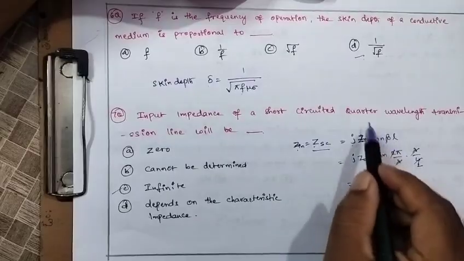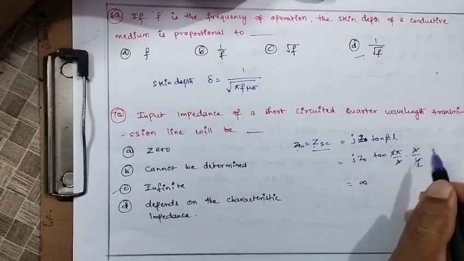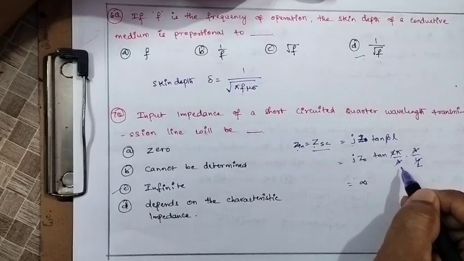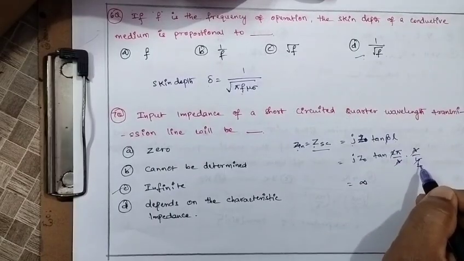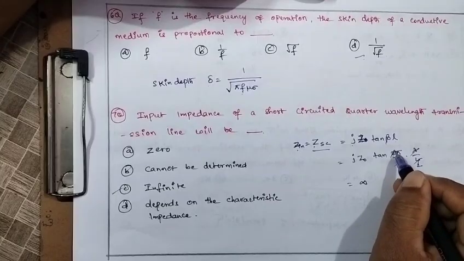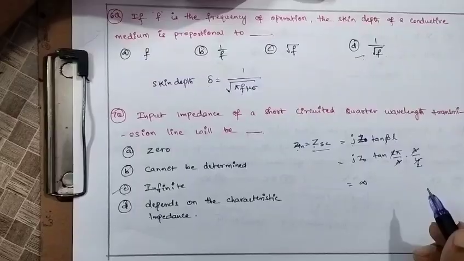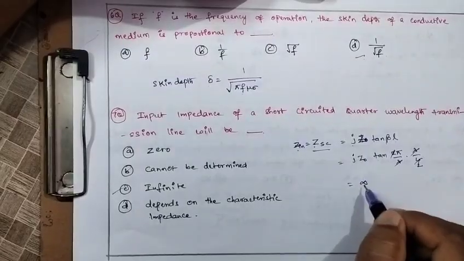So the length is given, which is quarter wavelength. If you substitute j Z naught tan beta L, where beta is the phase constant 2 pi by lambda, and L is lambda by 4, the lambda will cancel out. So it is tan pi by 2. The tan pi by 2 value is infinite. So overall it is infinite.